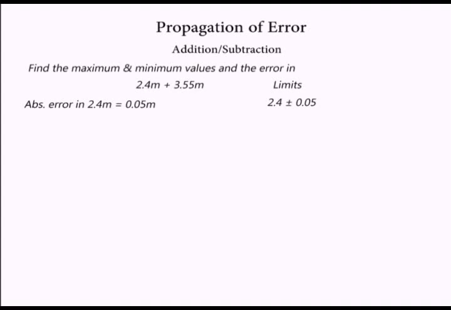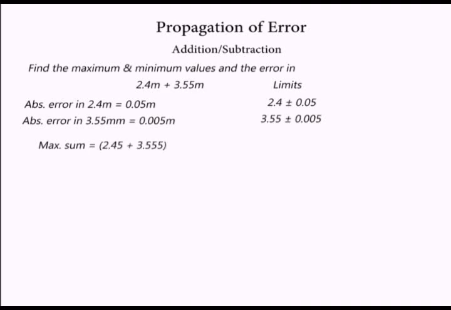Again, the absolute error in 3.55 will be 0.005. The limits will be 3.55 plus or minus 0.005. The maximum possible sum, we add the upper limit. And so 2.45 is the upper limit for 2.4, plus 3.555, the upper limit for 3.55, and that will give us 6.005.